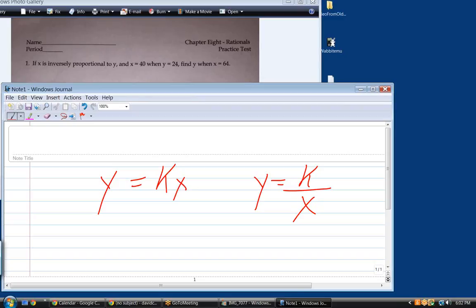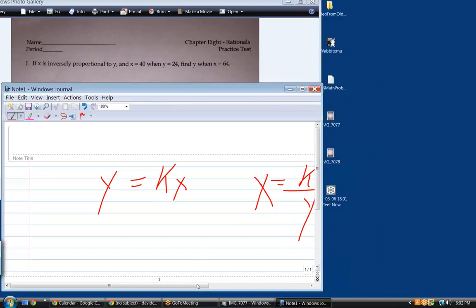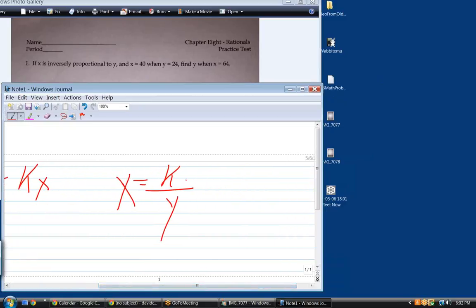So, this problem says if x is inversely proportional to y, that means x equals k over y. I had two equations because I can only see one. Can you see this one now? Yeah, x equals k over y. So that much I can write just from this sentence up to the comma. You could replace x and y with anything. I could say the force of gravity is inversely proportional to the distance between the two objects, and that's true also. So it doesn't just apply to x's and y's.